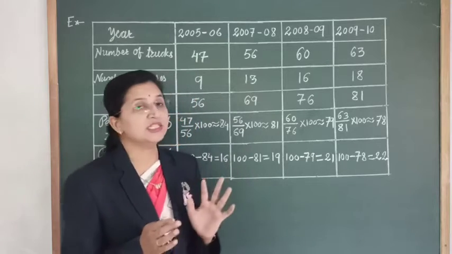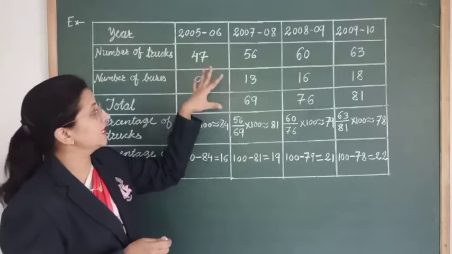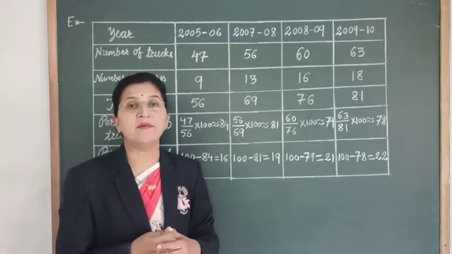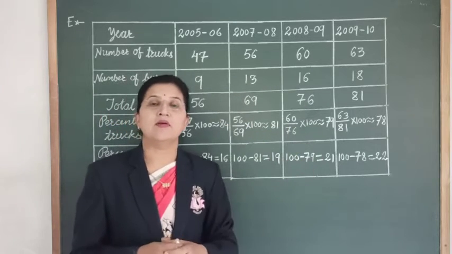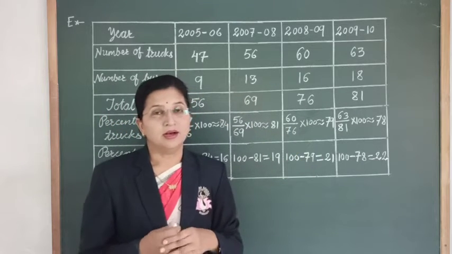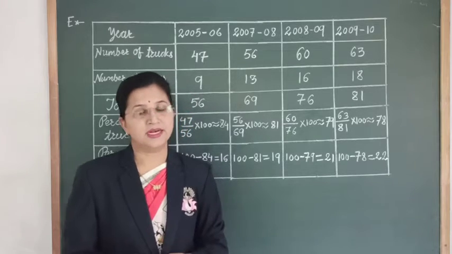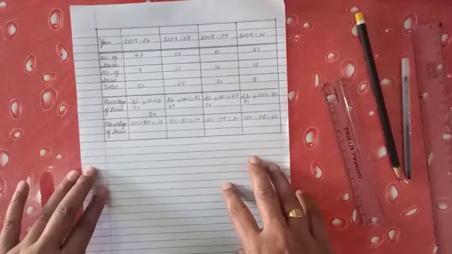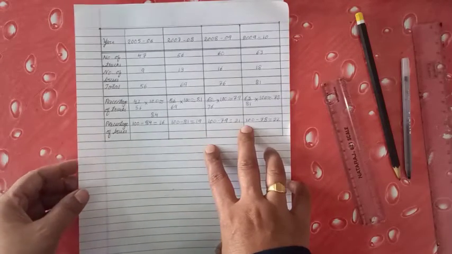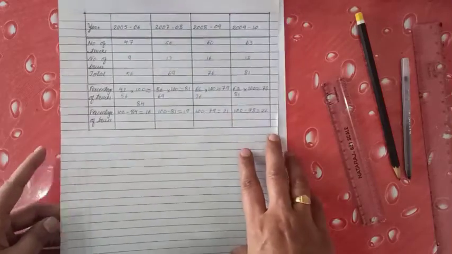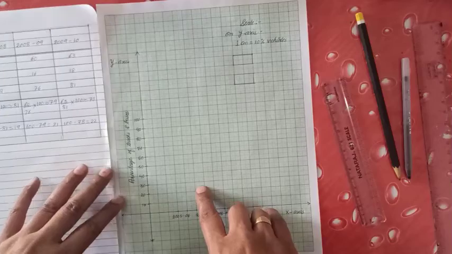So dear students, in this way we have converted the values of the number of buses and trucks into the form of percentage. Okay. So by using this table, now let's draw the percentage bar diagram on the graph paper. Let's see how to represent this numerical data in the form of a percentage bar graph. So for that, on the graph paper we'll draw two perpendicular lines.